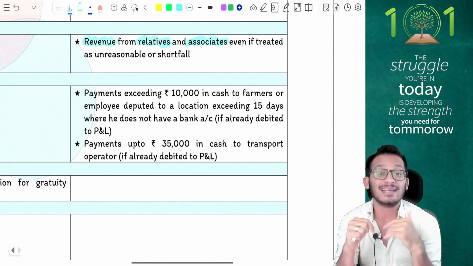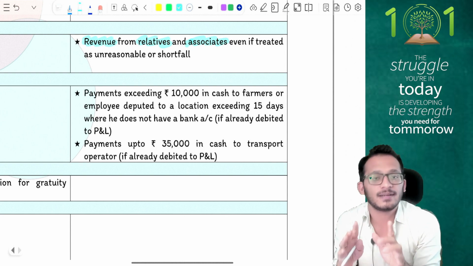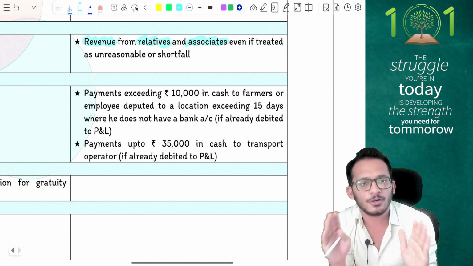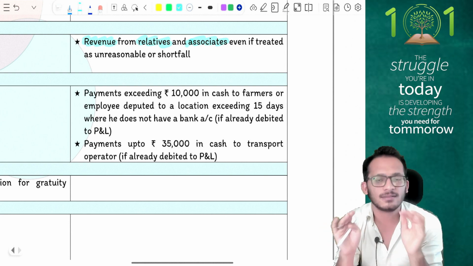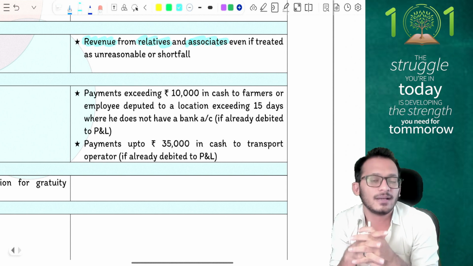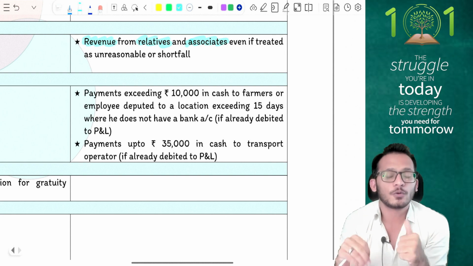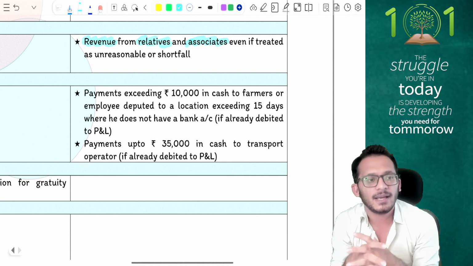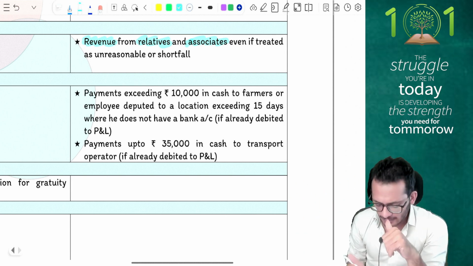40A2 talks about expenses. So if an expense has been incurred by you which is treated as unreasonable, I will disallow it. But if it is a revenue which I have earned unreasonably or excessively, it doesn't matter. So if you get a question that says the sale of furniture has happened to your related party at an unreasonable price, or at a price lower than what you should have got, in that case I will not make any treatment. The treatment is only for expenses. Treatment is not for incomes. Yes, so understand this carefully.